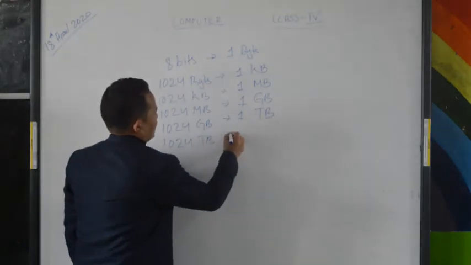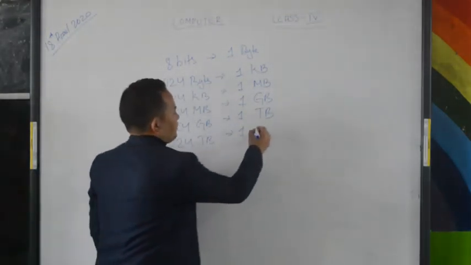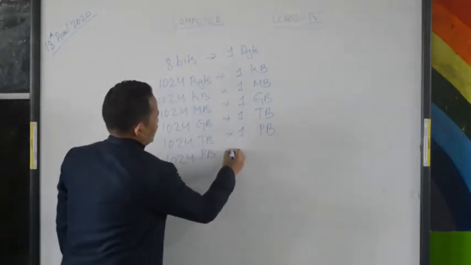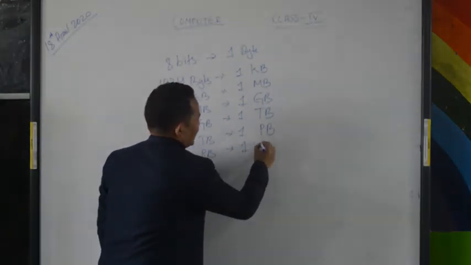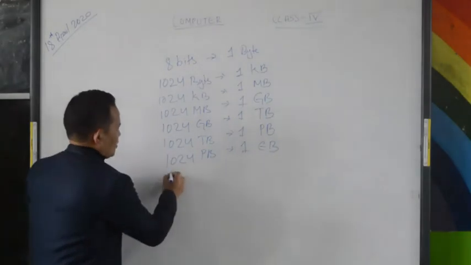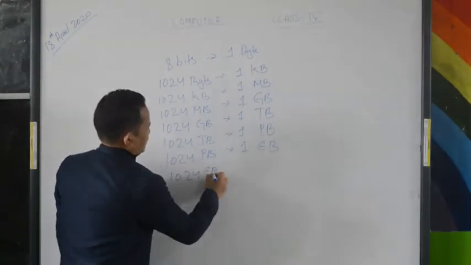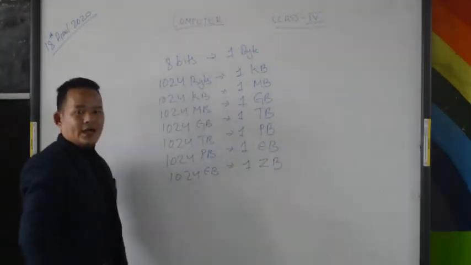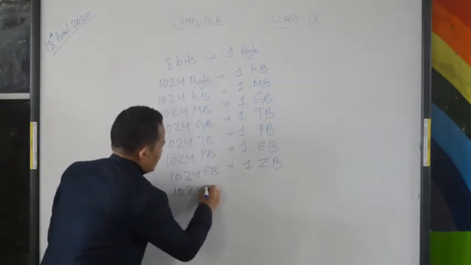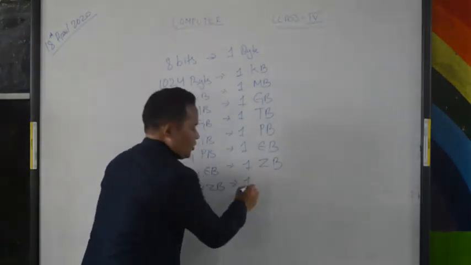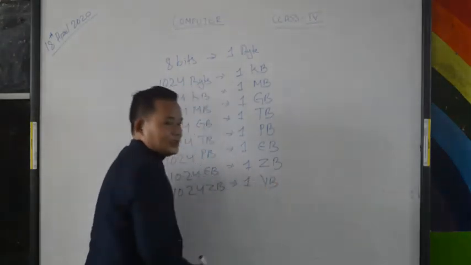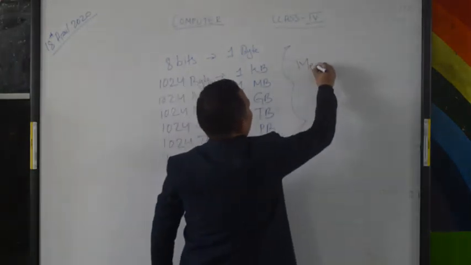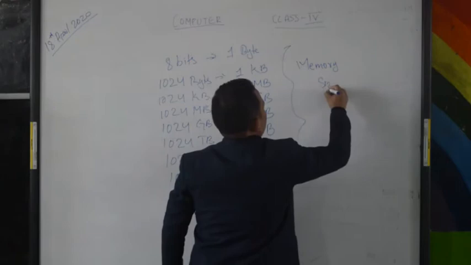1024 terabytes equals 1 petabyte. 1024 petabytes equals 1 exabyte. 1024 exabytes equals 1 zettabyte. And lastly, 1024 zettabytes equals 1 yottabyte. So these are the memory sizes.